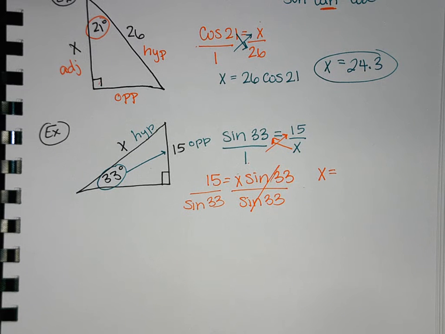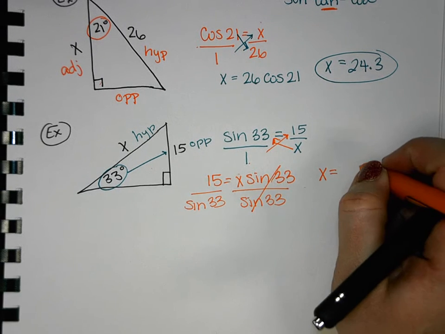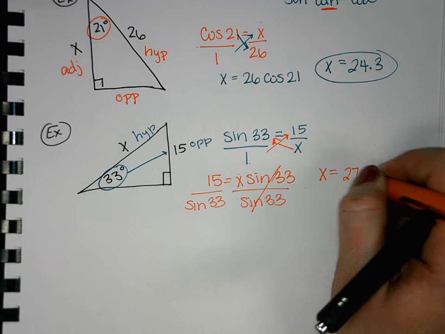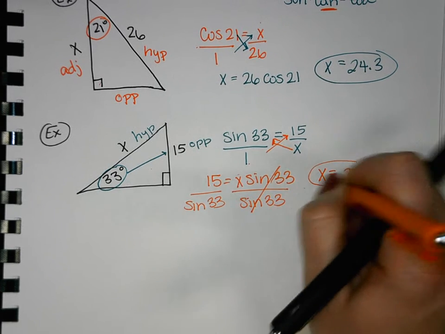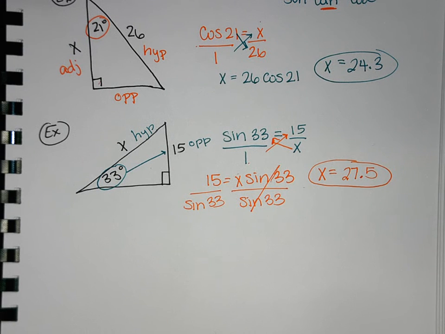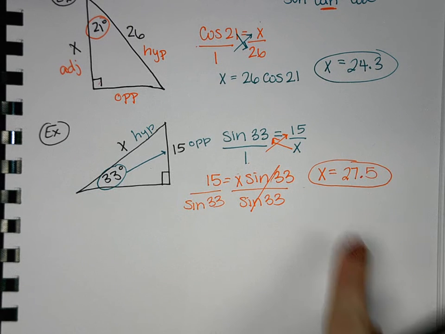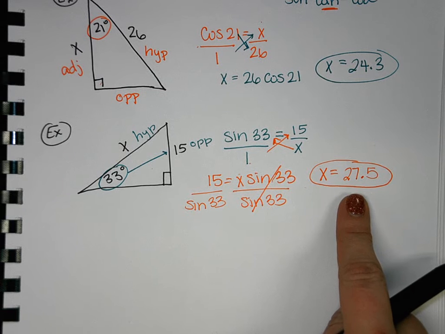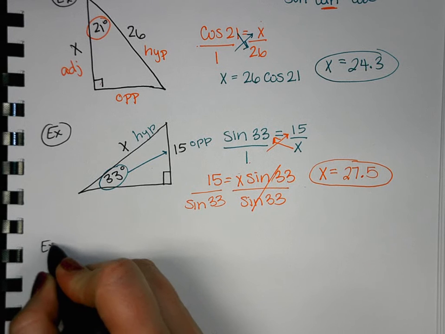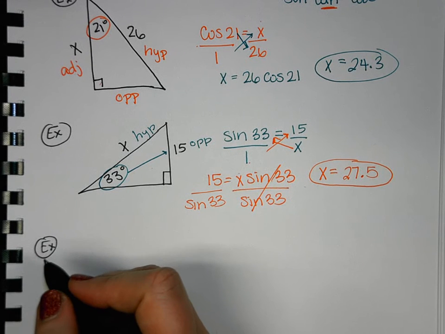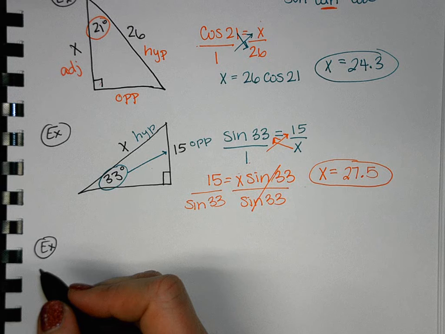15 divided by sine 33, which will equal 24. No, 27.5. You should end up with 27.5. So try punching it into your calculator to make sure you're getting that answer. 27.5. He's not even close. You get 15. Did you do 15 divided by sine 33? You got 8 something.